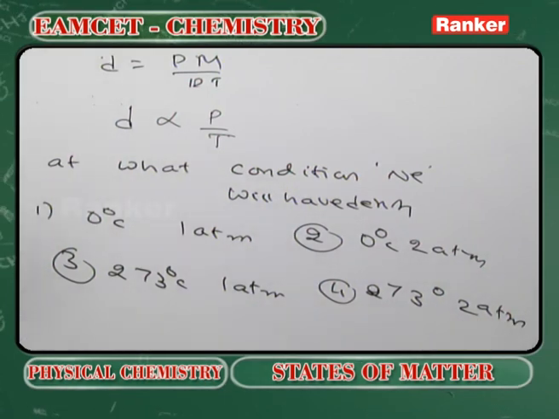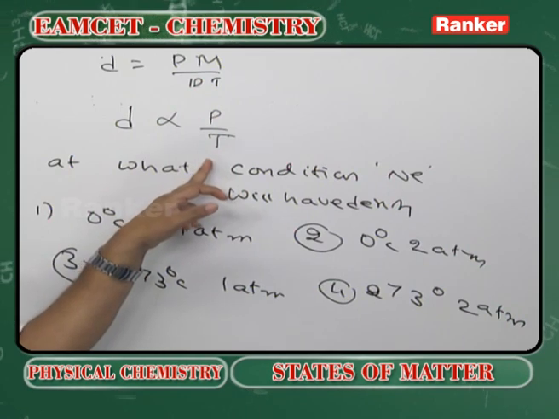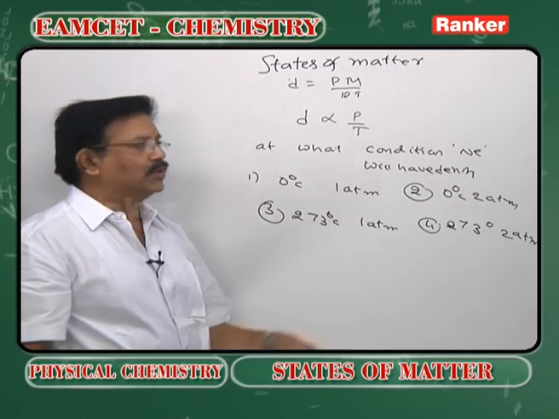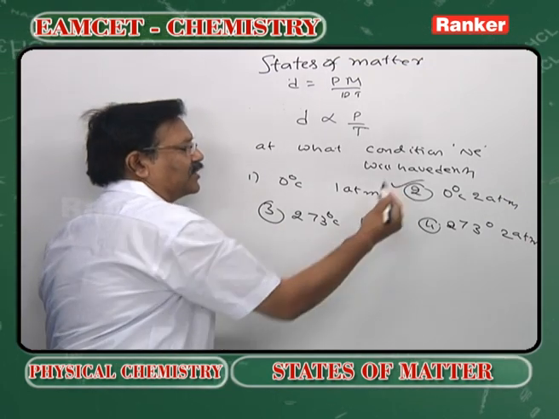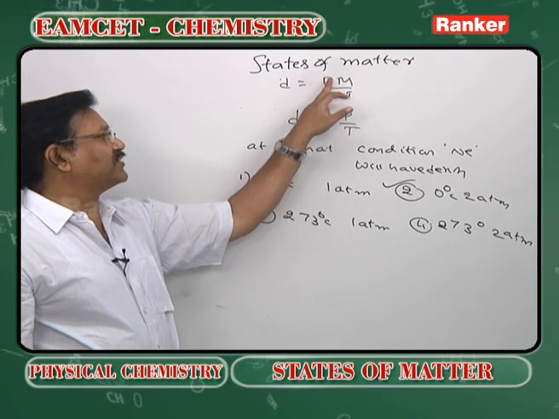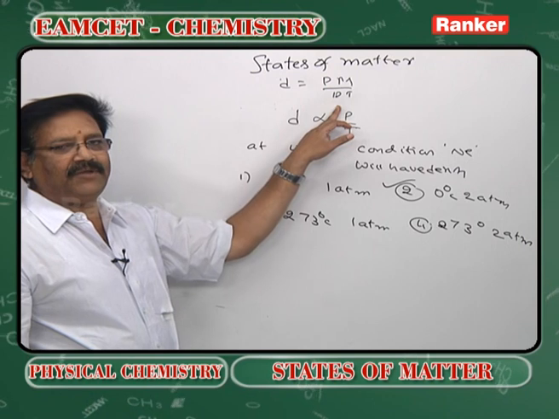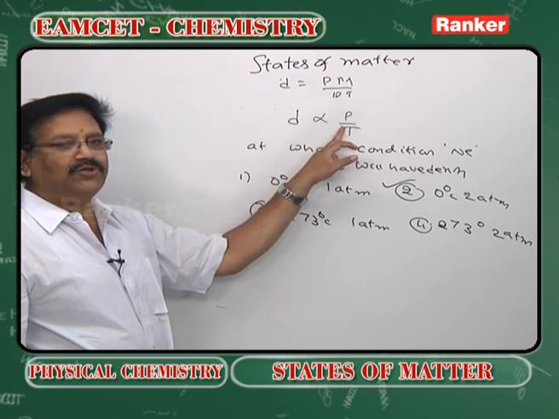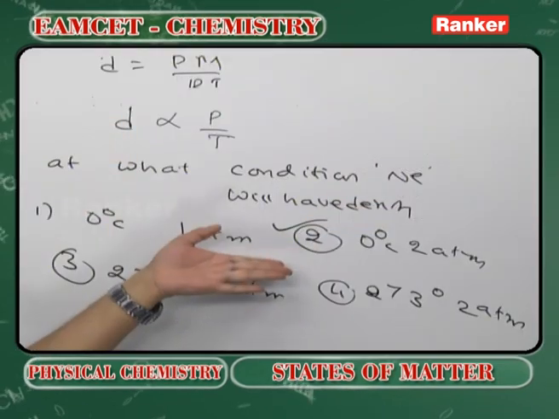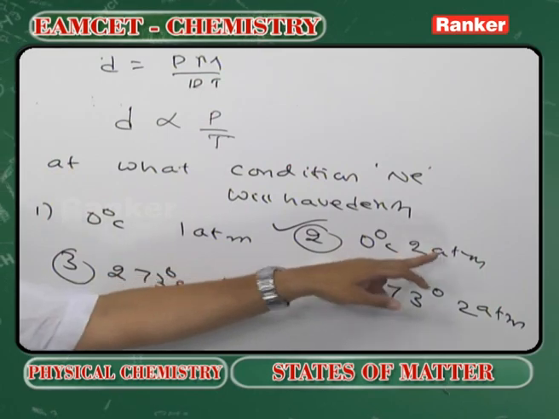So what is the necessary condition? Pressure must be high, temperature must be low. These conditions are satisfied by option 2, so this is the correct option. For a given gas, molecular weight and R will be constant, so D is proportional to P/T. So at what condition will neon have the highest density? At low temperature and high pressure.